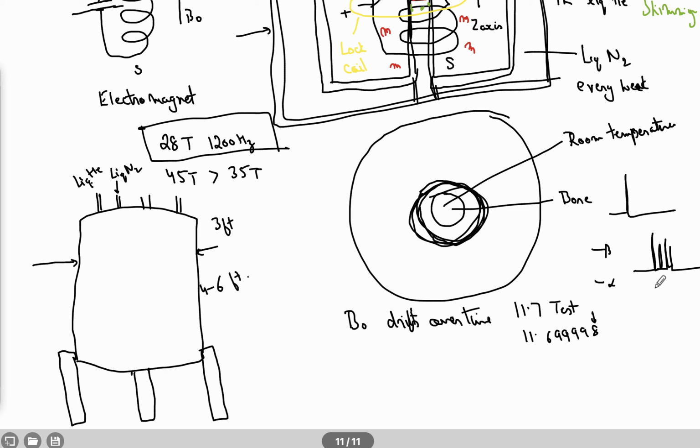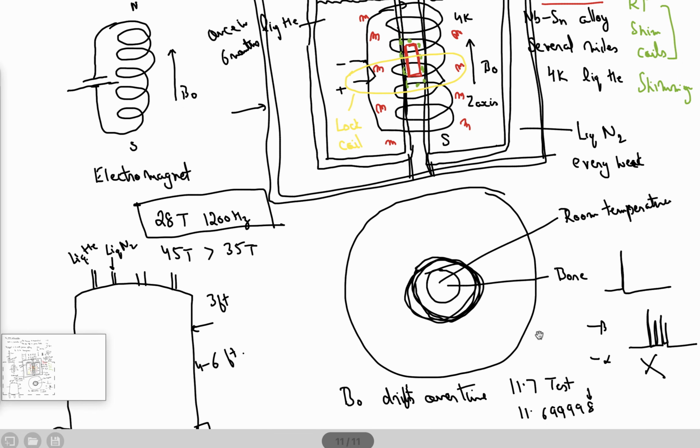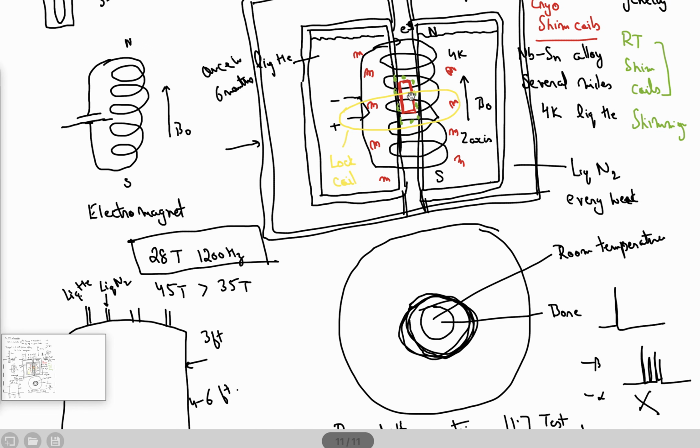So that is the scenario when B0 is drifting, which of course you do not want. So what they do is they provide another coil in which you can provide current so as to nullify the effect of this drift. Now how does that happen? In the sample you actually add an additive which is deuterium.